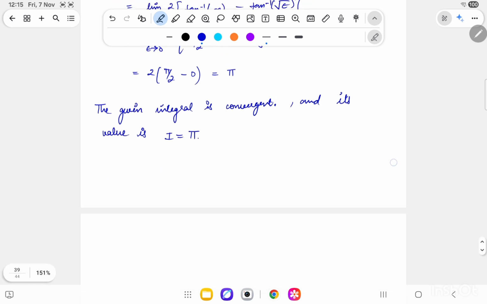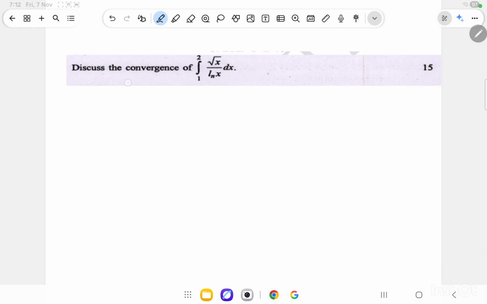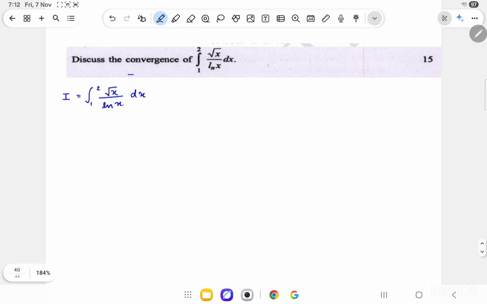Let's move on to discuss the next question. In this question also they have asked us to discuss the convergence of the given integral. So the given integral, let's name it as I, is from 1 to 2 square root of x divided by ln x dx. Now the first point here also should be to check the point of infinite discontinuity. If you observe, at x equals 1 we have an infinite discontinuity, as at x equals 1, ln x is 0. So this whole thing will approach infinity.